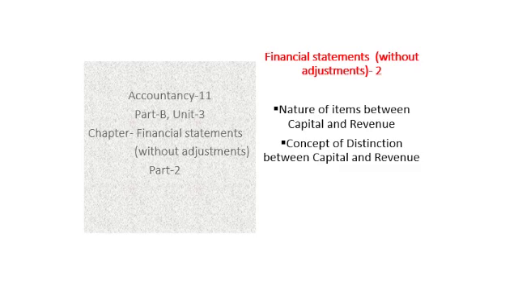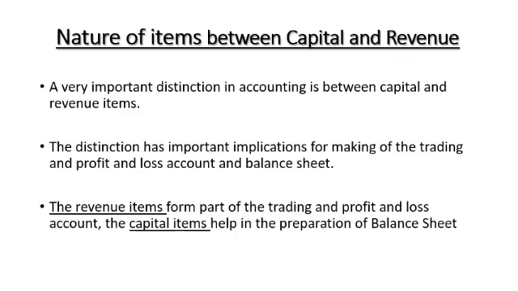Now we are moving towards the nature of items, between capital and revenue nature, and the major difference between capital and revenue items. The nature of the items can be differentiated because five categorizations are there. One is revenue expenses, called the one-year period. That's why it is called revenue nature. And capital nature items are associated with the balance sheet.